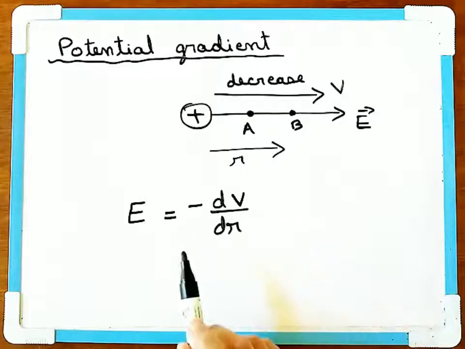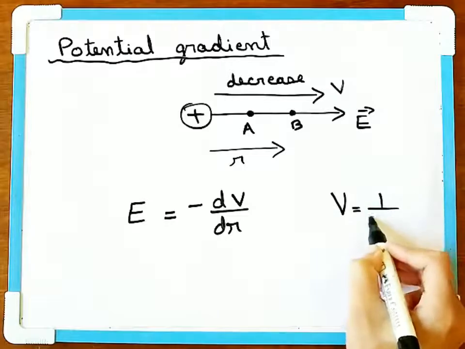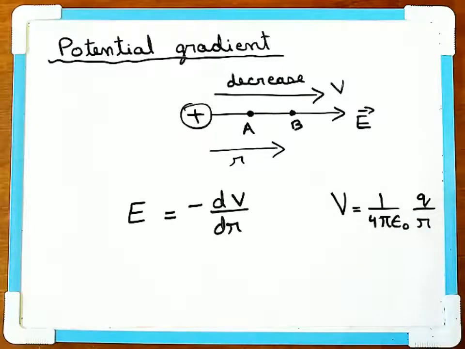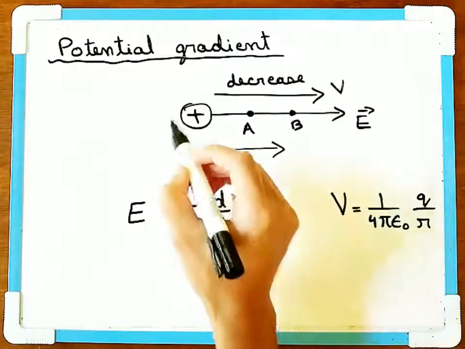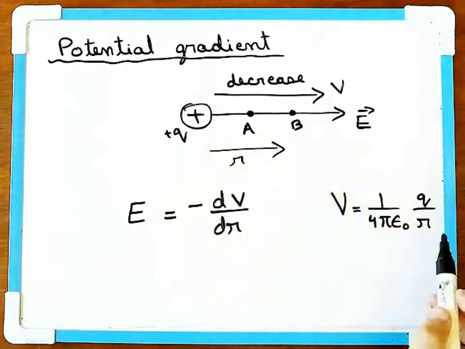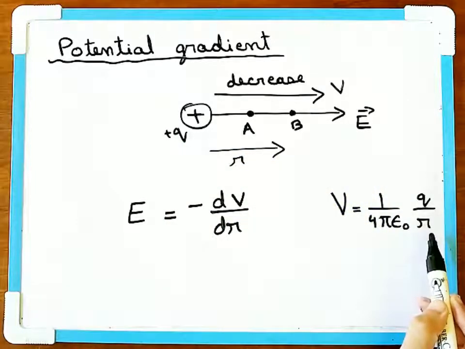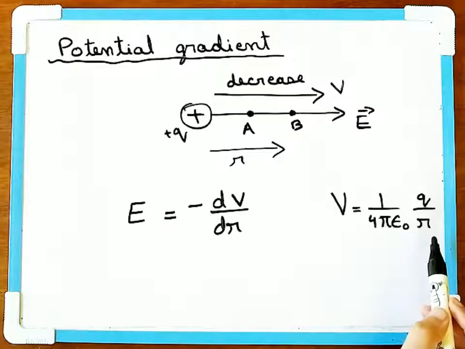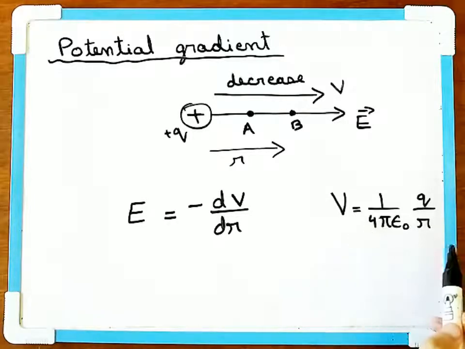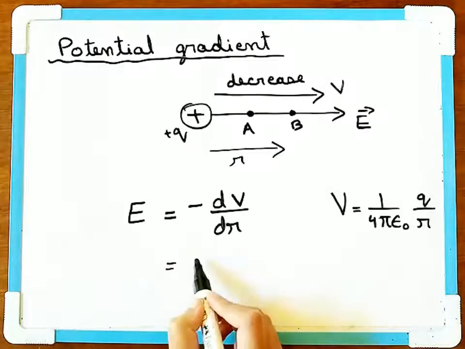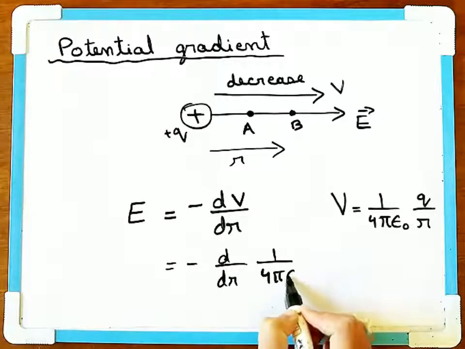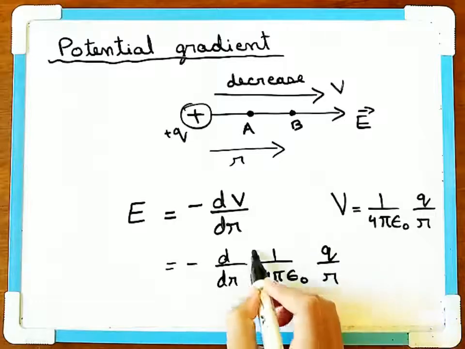Now suppose V is given as 1 by 4 pi epsilon naught Q by R. Suppose V varies as this formula. Now 1 by 4 pi epsilon naught is constant, Q is also a constant, a positive charge, and this R is a variable. So your V varies as 1 by R. So if R increases, V decreases. So we can put this formula here. What we'll get is minus d/dr. Instead of V, I'll put 1 by 4 pi epsilon naught Q by R.